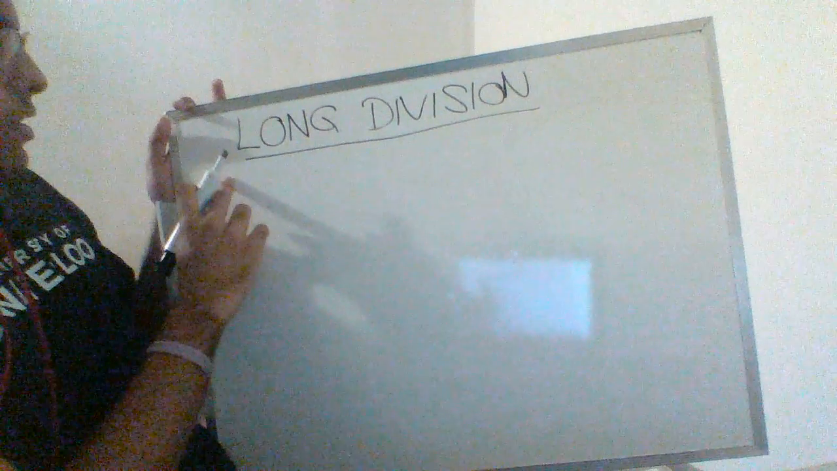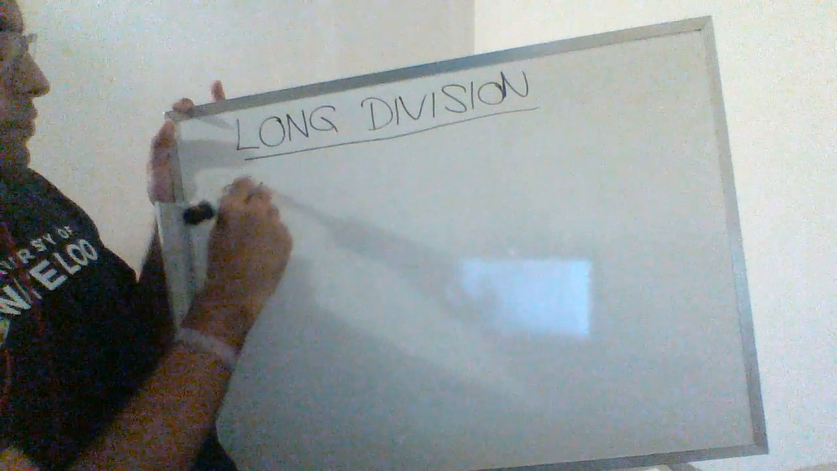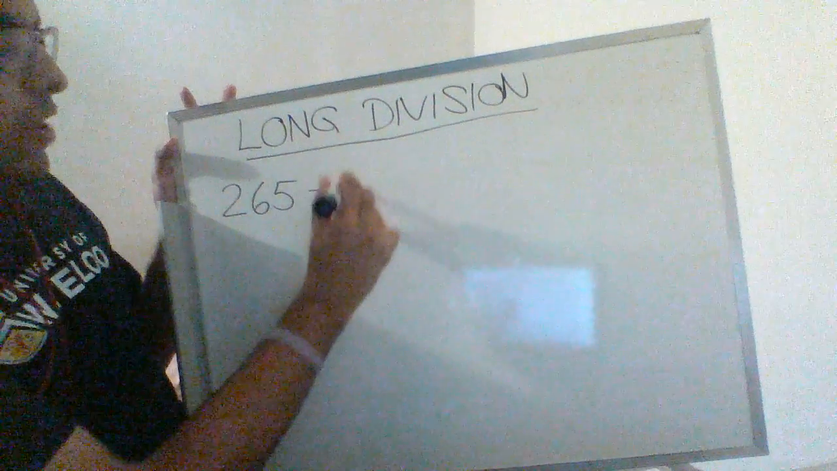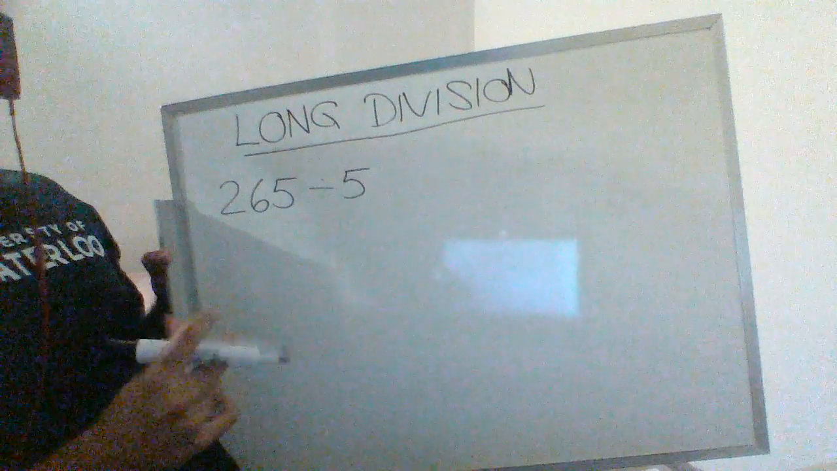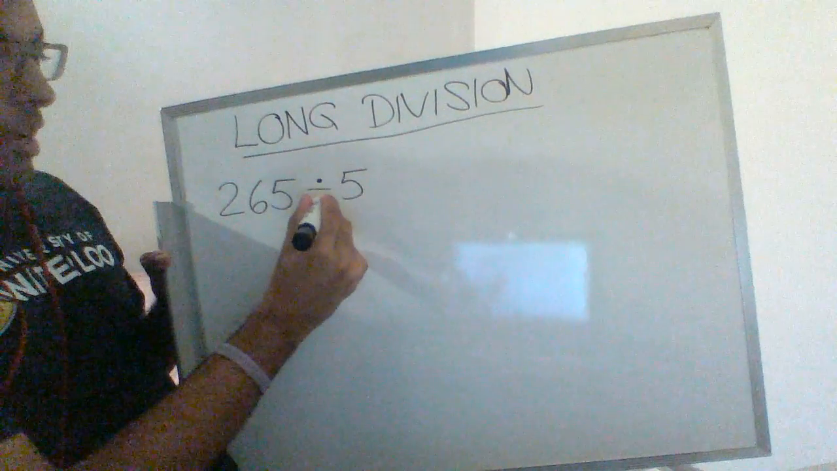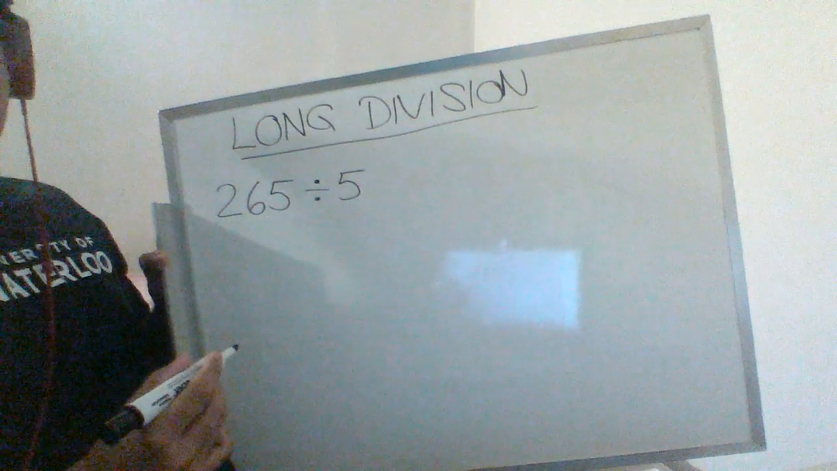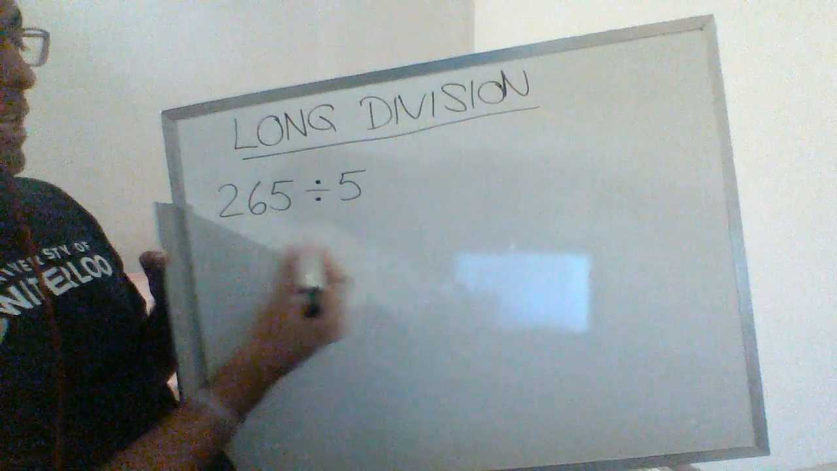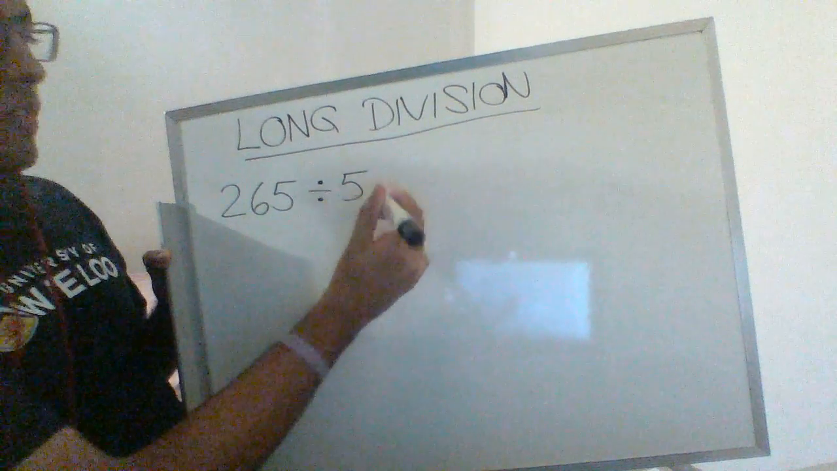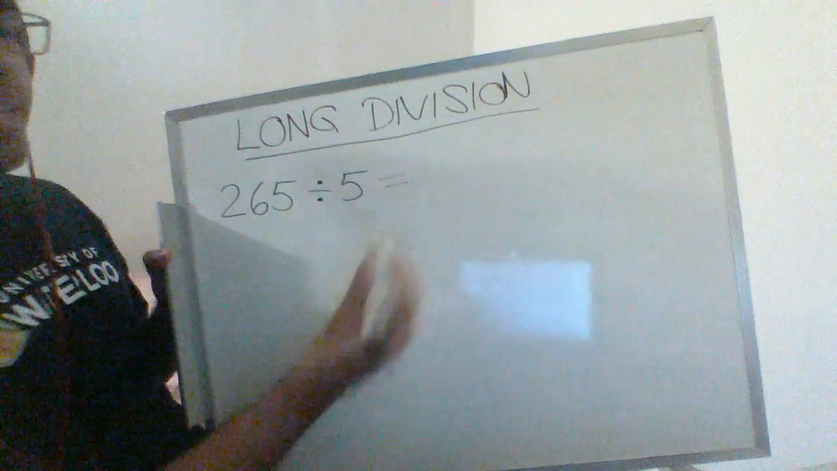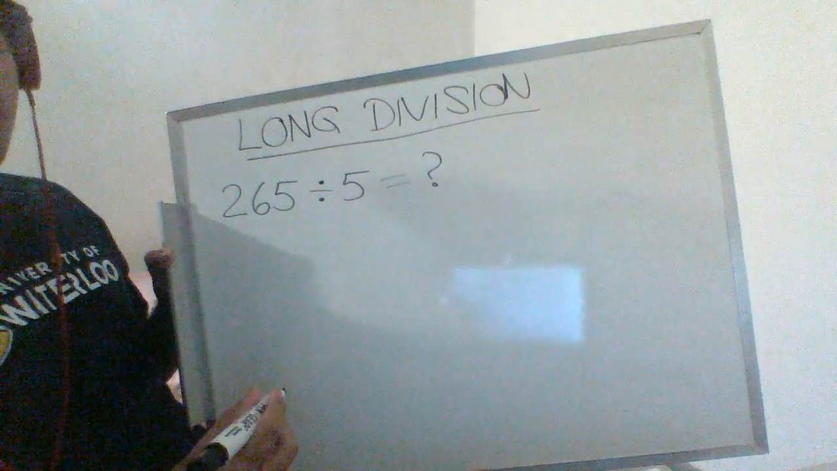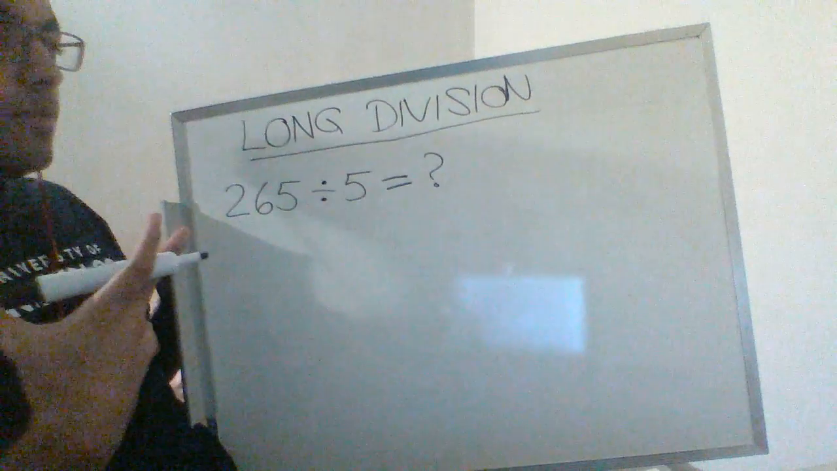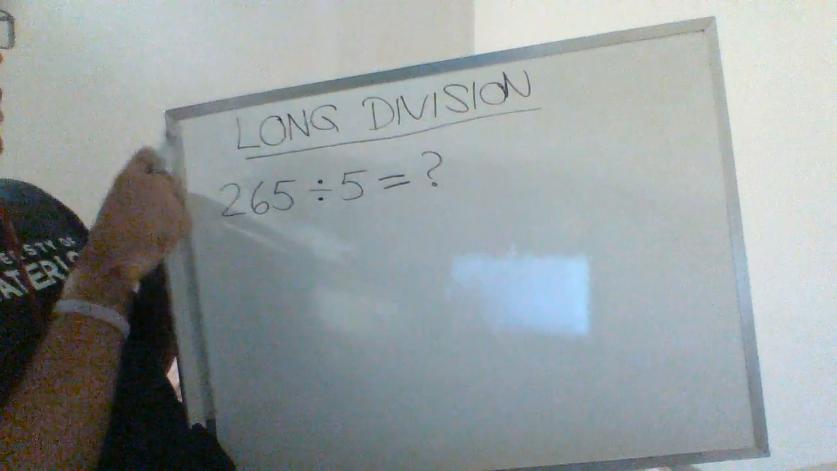So, let's start with dividing one number by another number. Let's do 265 divided by 5. The little bit extra I was going to touch on is how you can know whether this number is divisible by that number. That is, when you divide it, is the answer going to be a whole number or a decimal? That's a helpful thing to know when you're working on a problem.